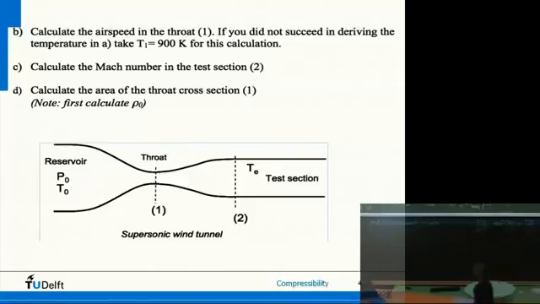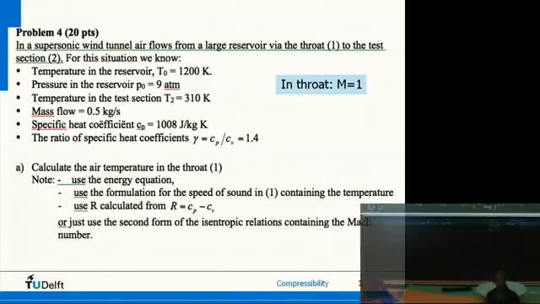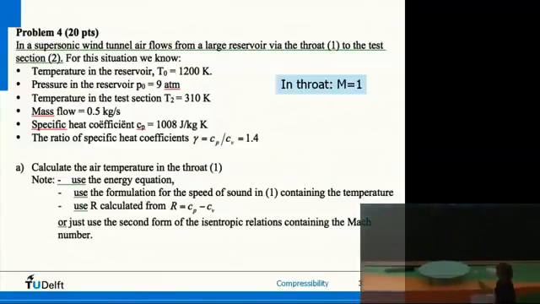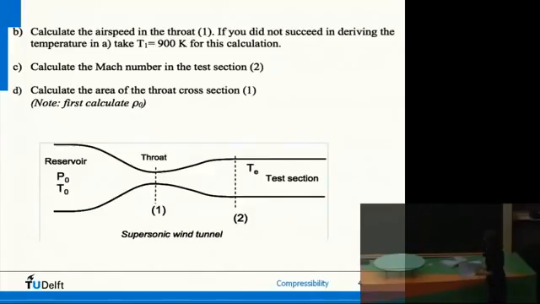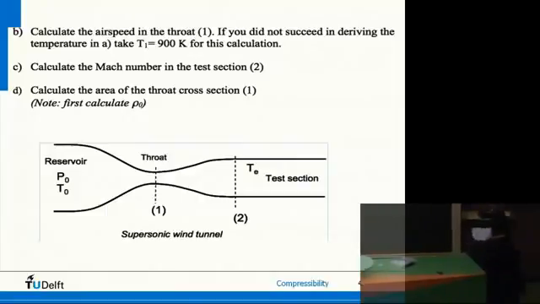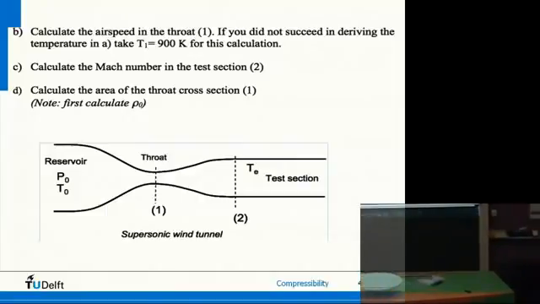Do we have information about the mass flow? Excellent. 0.5. So indeed, we can solve this question now, because we have 0.5. Where do we have 0.5? Everywhere. It's constant. Okay. Area of the throat in the cross-section. Well, then, of course, this one is given.